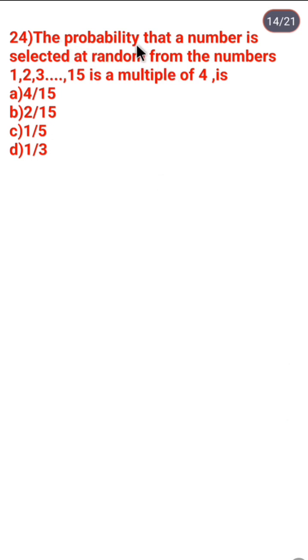the probability that a number selected at random from the numbers 1, 2, 3, 4 up to 15 is a multiple of 4. Total possible outcomes: the number is selected, what are the numbers? 1 to 15. How many numbers are there? 15 numbers. The probability that a number selected at random is a multiple of 4. Favorable outcomes will be: multiples of 4.